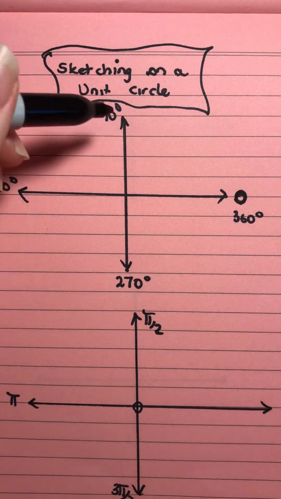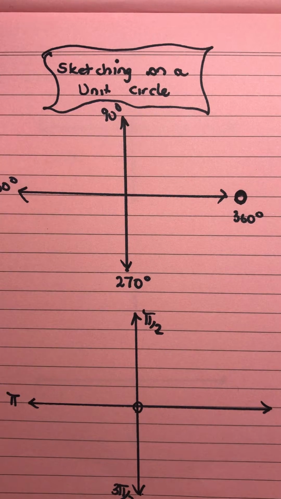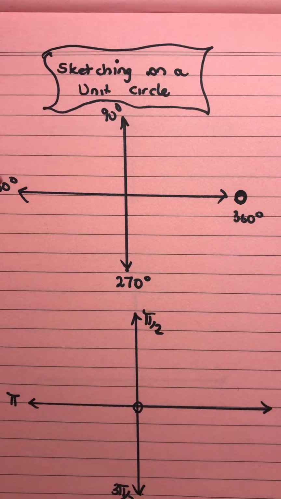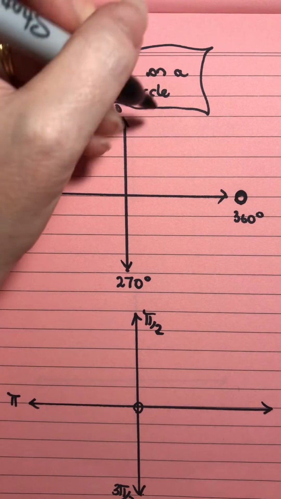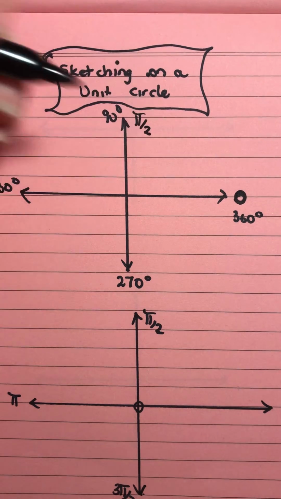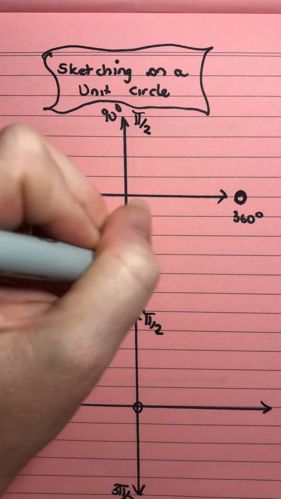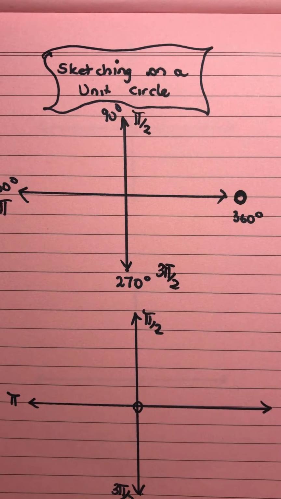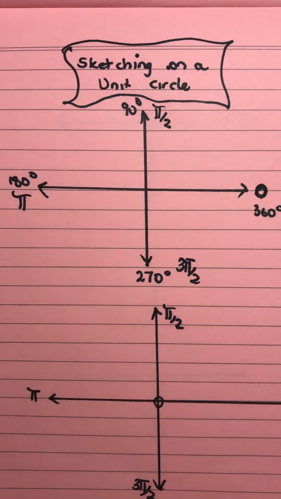What we want to do, I've put the 90, 180, 270 there. You need to get used to also putting your measures in pi as well. So our 90 is pi on 2, our 180 is pi, and our 270 is 3 pi on 2. That's another thing you really need to get used to, knowing those common values there.